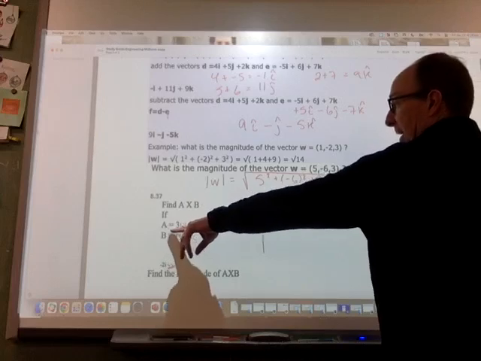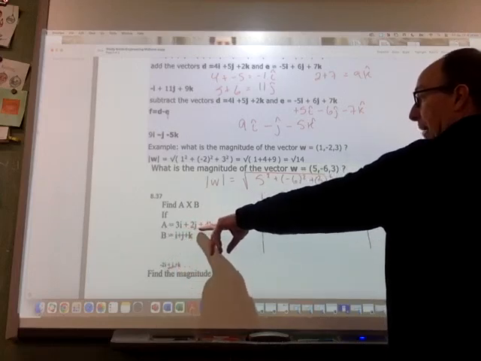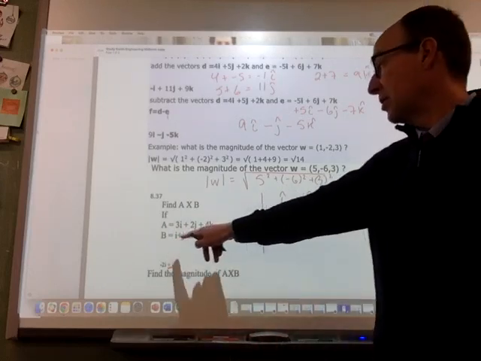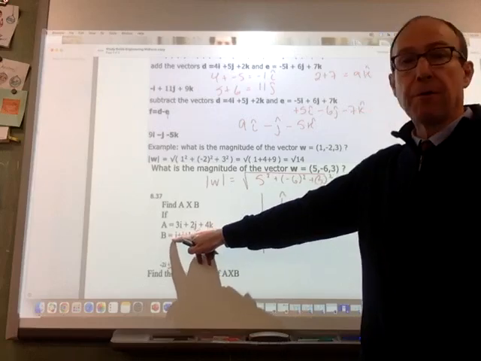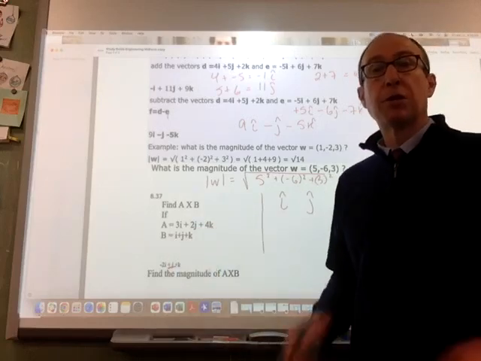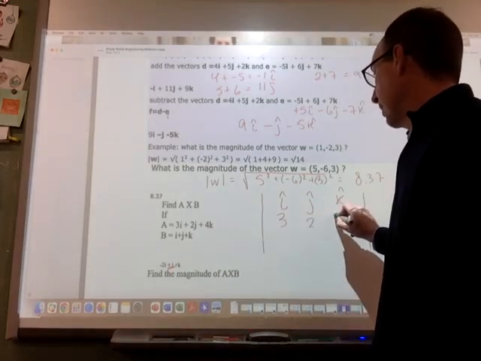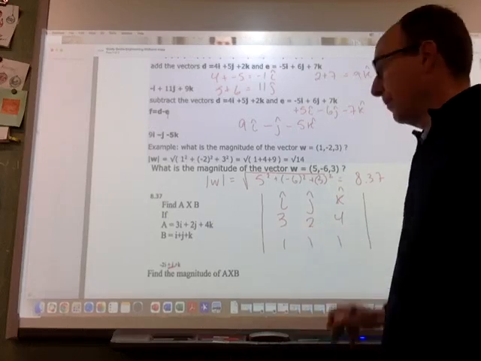We have A is 3 i hat plus 2 j hat plus 4 k hat. B is i hat plus j hat plus k hat. Again, since there's no number in front of this, this is a 1. If it were a 0, it just wouldn't be there. All right, so I'm going to have 3, 2, 4, 1, 1, 1.